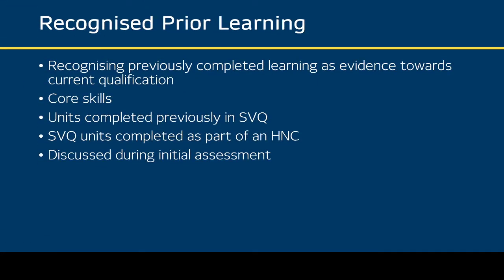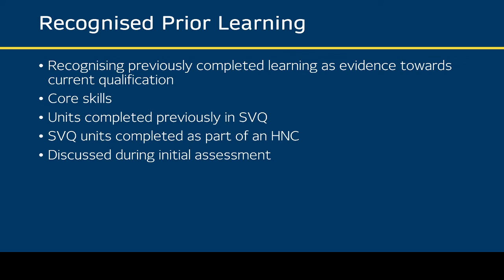Recognise prior learning. So this is the last assessment method that we're going to go over. So RPL, or recognised prior learning. So this is where we recognise previously completed learning as evidence towards your current qualification. A lot of time this will come in for core skills. So if you've done a qualification in Scotland, high school or college, chances are you've got some core skills already. You might not necessarily have all of the ones that you require, but you might have some of them.